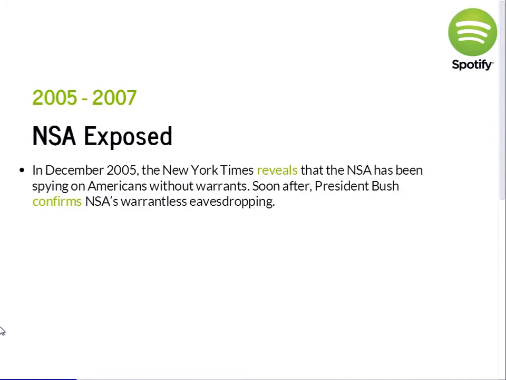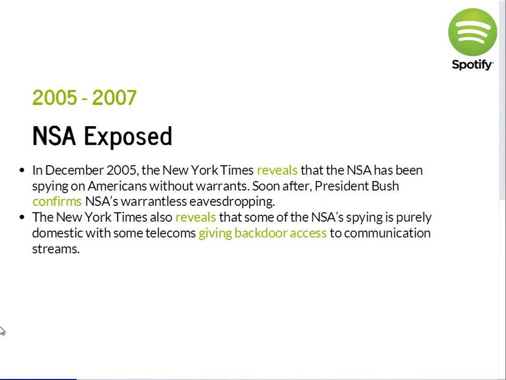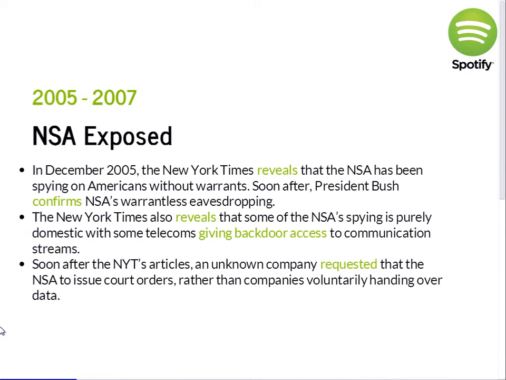All right, so 2005, the New York Times reveals that the NSA has been spying on Americans without warrants. And soon after, Bush confirms the warrantless eavesdropping. The New York Times also reveals that some of the NSA's spying is purely domestic, with some telecoms giving backdoor access to communication streams. And soon after the New York Times articles, an unknown company requested the NSA to issue court orders rather than companies voluntarily giving data. So only after it was publicly released did telecoms go reactionary and say, now you need a warrant.